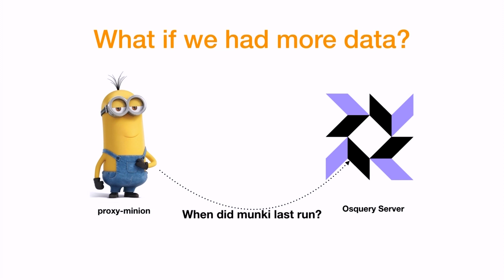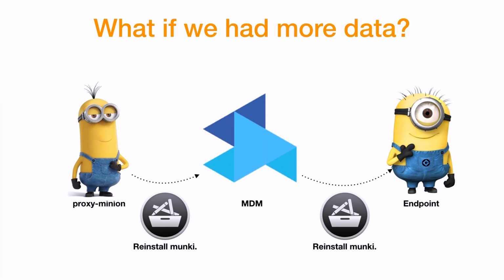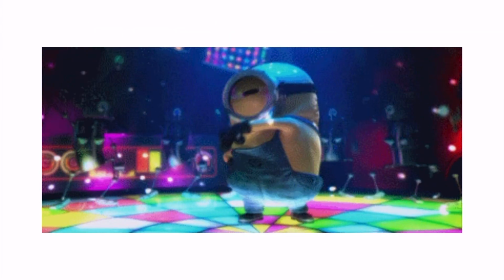So our proxy minion will talk to our osquery TLS server, or wherever we send that data, and ask, okay, when was the last time Monkey ran? 72 hours ago? Whoa. That's way too long. And if the device is actively running and we can check it, and osquery is actively running, 72 hours, that's, I don't know. All right, we should probably fix it. So through the install applications method of the MDM protocol, we can send the package, give it to the MDM and say, hey, reinstall Monkey on this endpoint. And I think that's pretty cool.